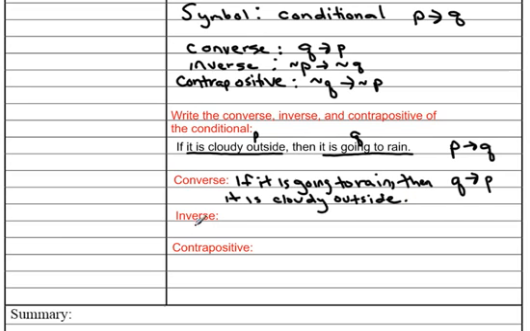Inverse, that's when we negate the P and the Q. We don't flip it, we don't change the order of it. We simply negate the P and negate the Q. So we're going to read it as, if it is not cloudy outside, then it is not going to rain.